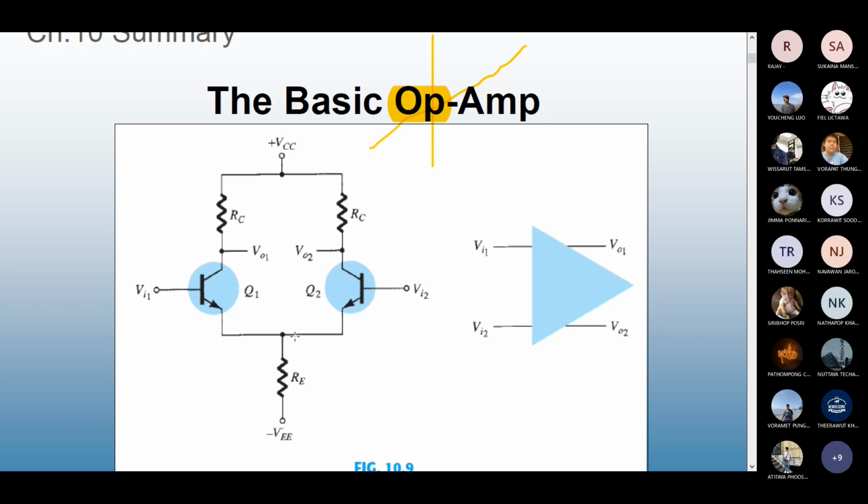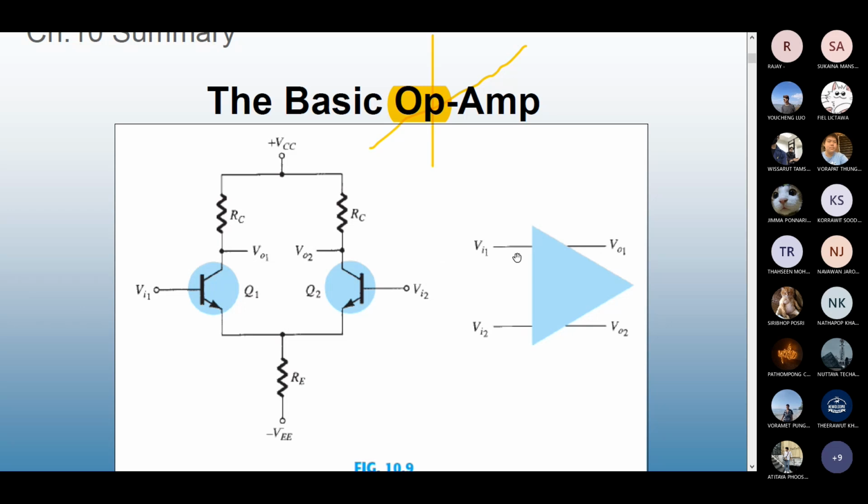What about the input? At the base of Q1, you have a signal input Vi1, and at the base of Q2, you have another signal Vi2, two input signals. What about the output side? The output is taken from where? The collector terminal for each of the amplifiers. Vout1 for amplifier 1 and Vout2 for amplifier 2.